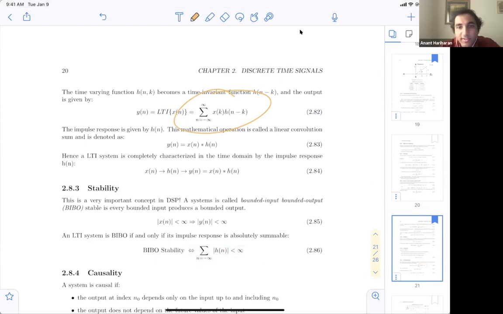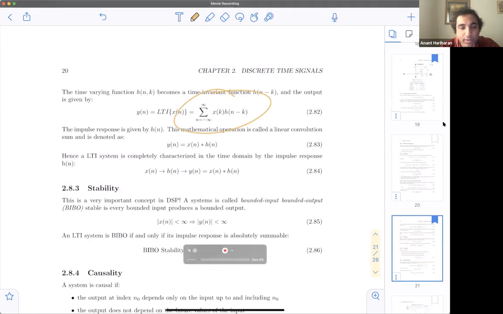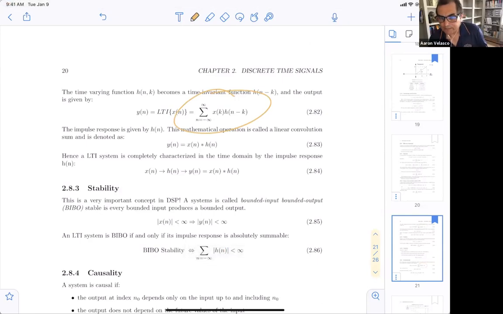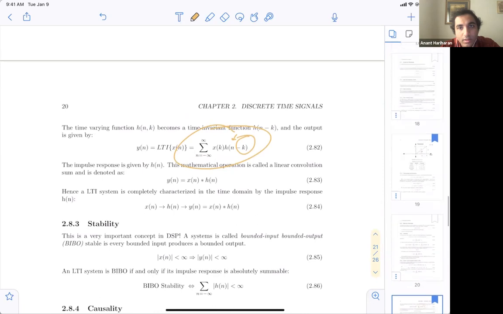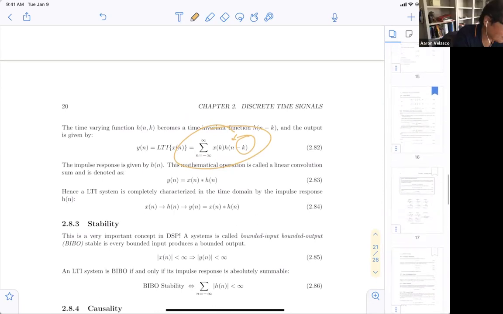One response is that H is flipped. Okay, so what do you mean by flipped? That is the right answer. You're exactly right, H is flipped. What that means is that the indices have been physically flipped. Let's go back again and compare that. So that's minus K.